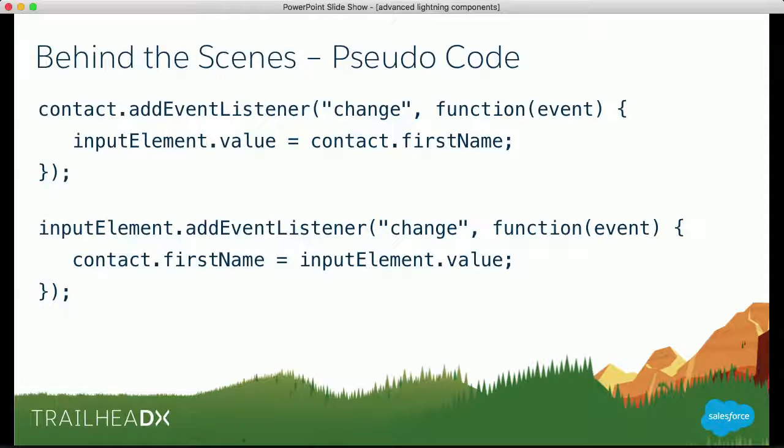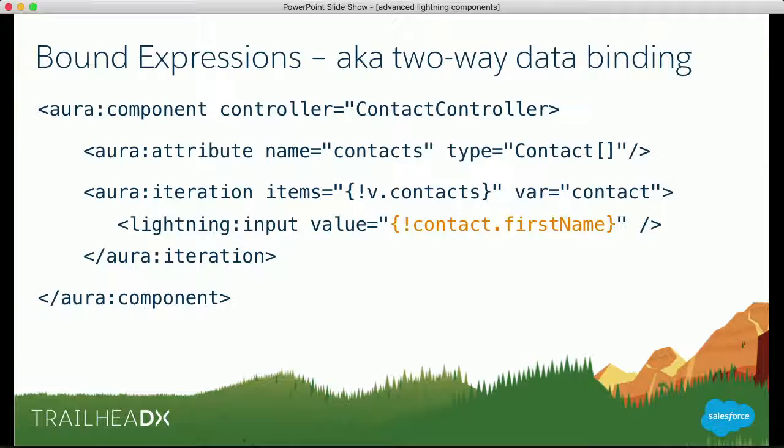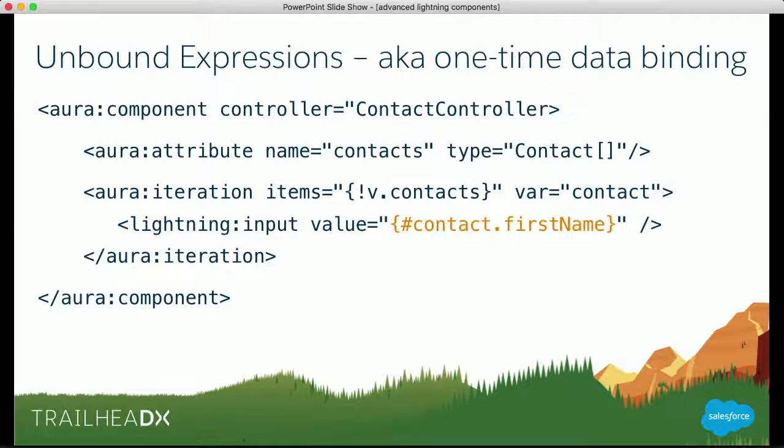Now, think about my example here. I'm going back one slide. Unfortunately, that thing happened in an iteration, so in other words, a loop. So you can imagine here how many event listeners I'm setting up. Right? This can become really, really expensive. So in Spring 17, we introduced unbound expressions, where we don't set up these listeners. The syntax is similar, but instead of exclamation mark, it's hashtag.